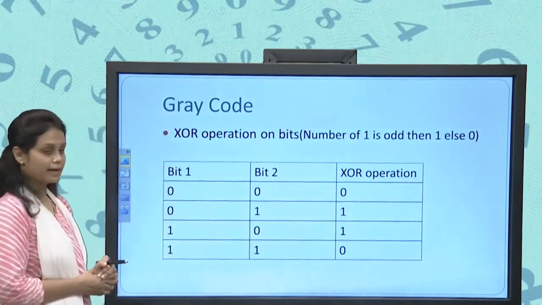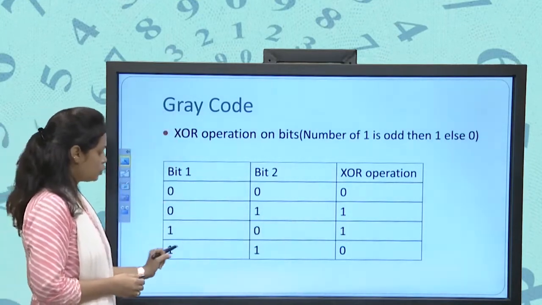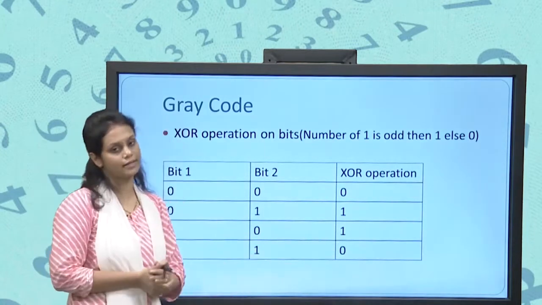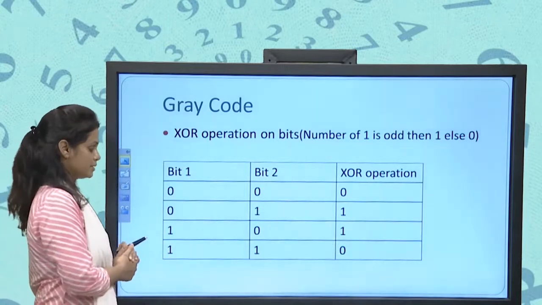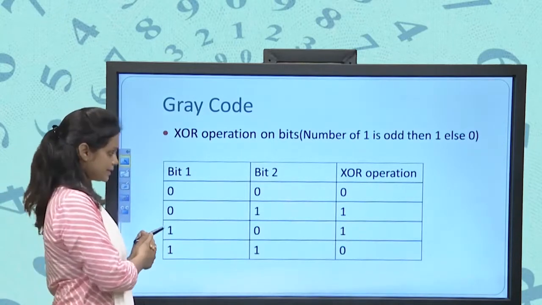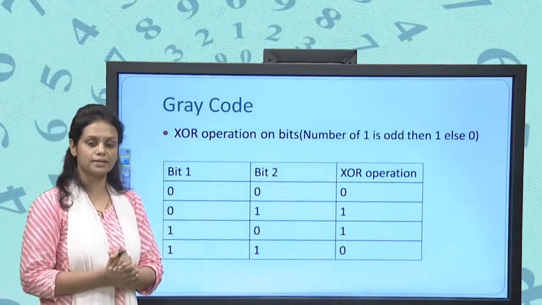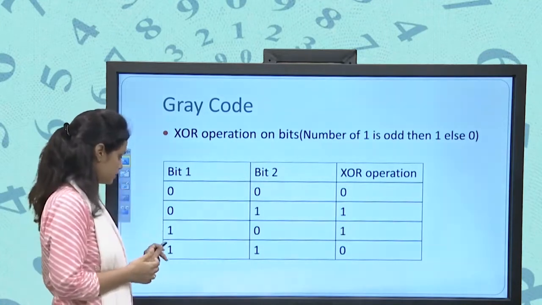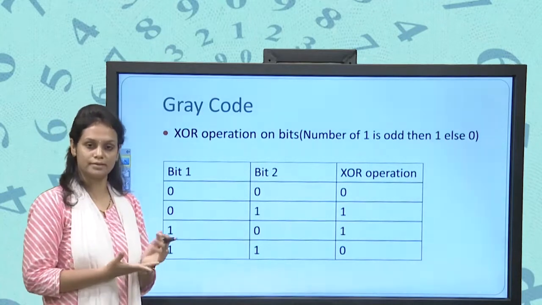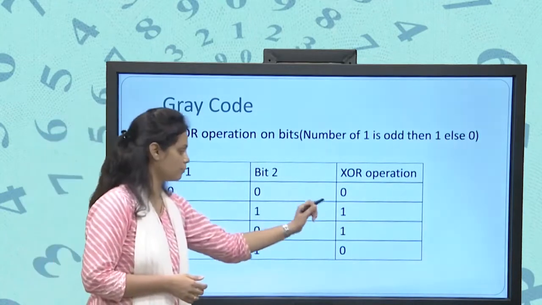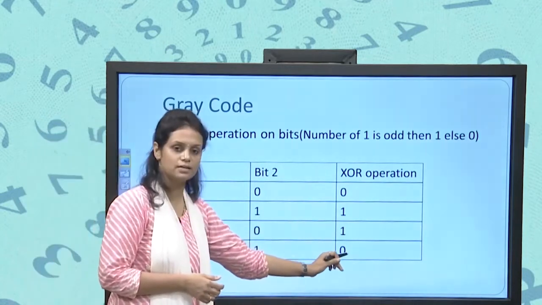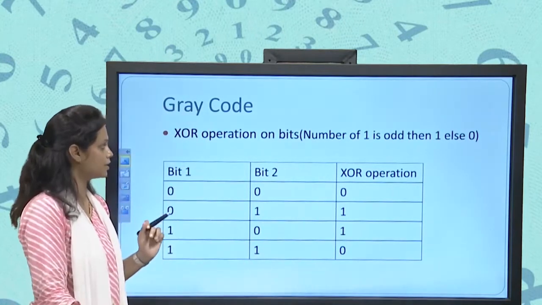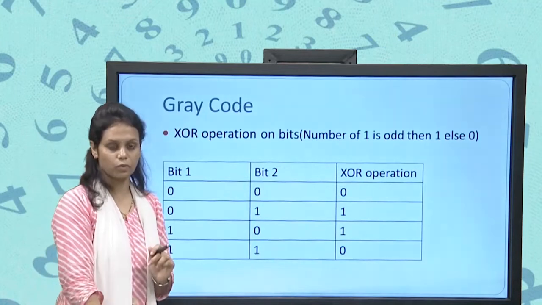In the last example, the 2 bits are the same, that is why the output is 0, or we can say that in this example the number of 1s is even. The number of 1s is 2, there are 2 ones, this is 1 and this is 2, and 2 is an even number, that is why the output of the XOR operation is 0. I hope you understand this concept, because the XOR operation is used in gray code.